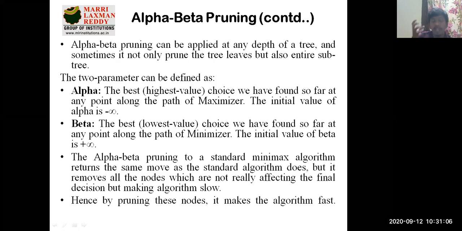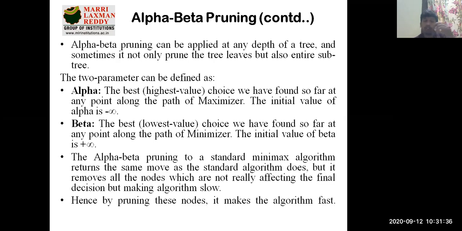Alpha indicates the best, highest value of your choice that we have found so far at any point in your tree. For that node and for that child, whichever value is leading to your highest value, that maximized value is called your alpha. Accordingly, whichever value is the lowest value is called your beta. The initial value given to alpha is minus infinity, and beta is plus infinity. That is the value given to your alpha and beta.